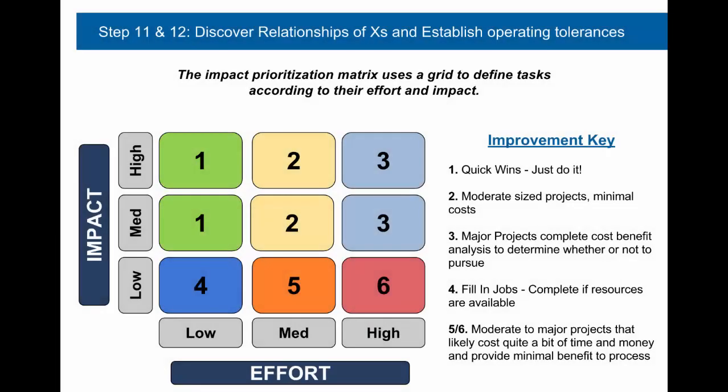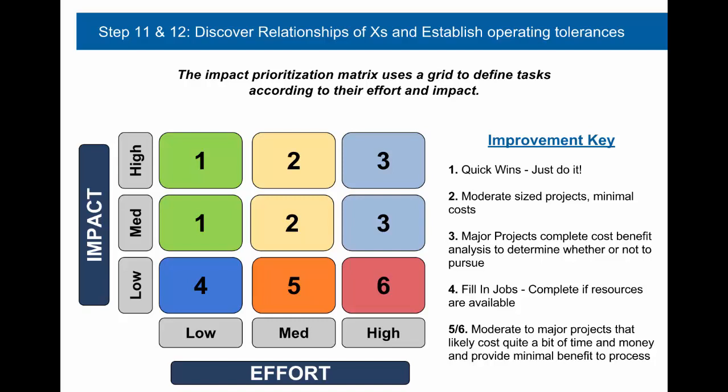Here on the impact prioritization matrix, we want to define tasks according to their effort and their impact, and to understand where the quick wins lie. Simply list your project deliverables and then chart them based off of how much of an impact it will have versus the amount of effort you will spend to accomplish this.